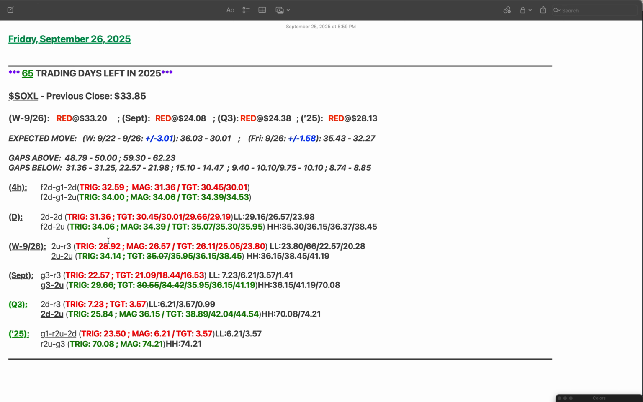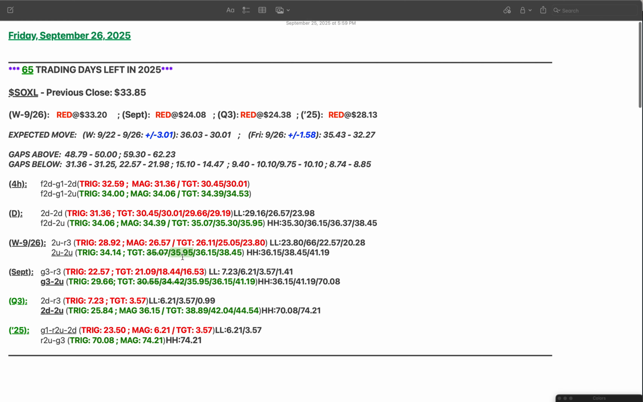A red 3, again, is a bearish engulfing candle for anyone not familiar with the strat. From a month perspective, we are still in force with the 3-2 up. We remember that that's a very big green candle on the month perspective. That triggered at 29.66. We've already hit 2 targets. We're shooting for this 35.95, which is also this target from the week perspective.